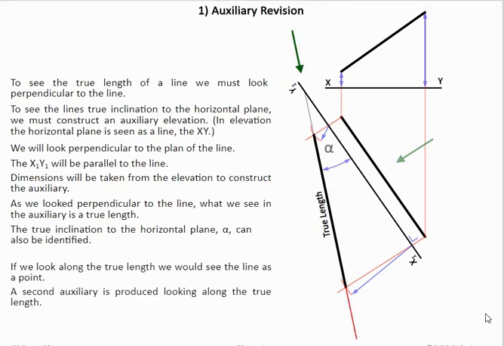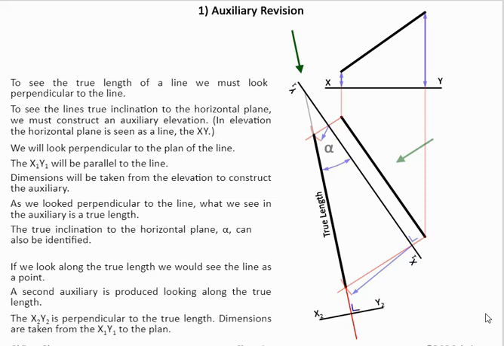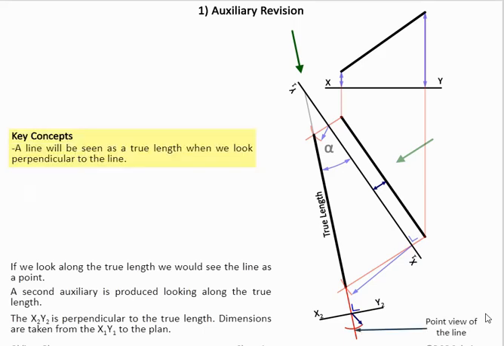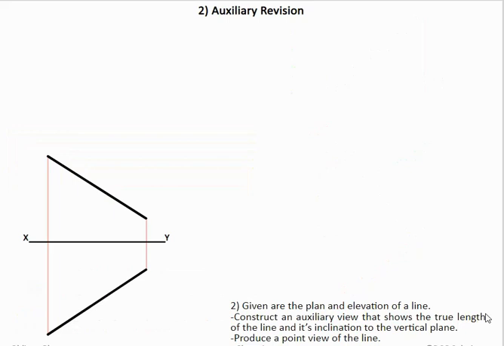Now if we look along the length of the line, from previous lessons we'll know that when you look along a true length, you'll see the line as a point. So those are the key concepts here. If you look perpendicular to a line in plan, get the heights from elevation, you'll get the true length of the line, and then if you look along the line you'll see it as a point.